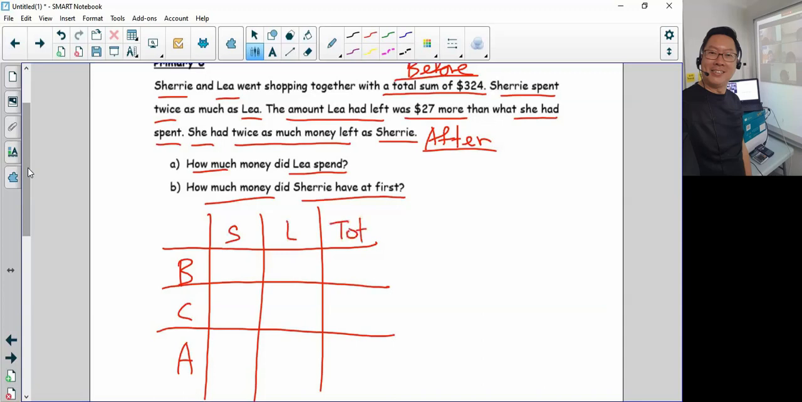Total. Okay, so now let's put the numbers inside. So read the first sentence. Sherry and Leah went shopping together with a total sum of $324. So you must put the numbers in the right place, in the right box. If you put it in the wrong box, you find that you're confused already, cannot solve. Do we know how much each of them has at first? We are not sure. So we can leave the boxes empty.